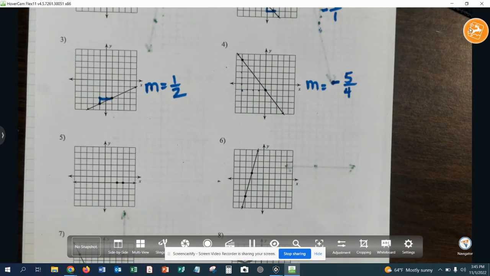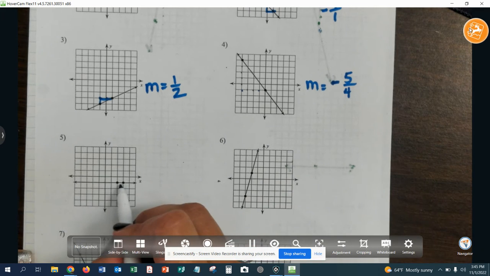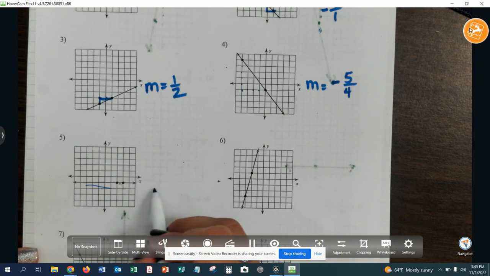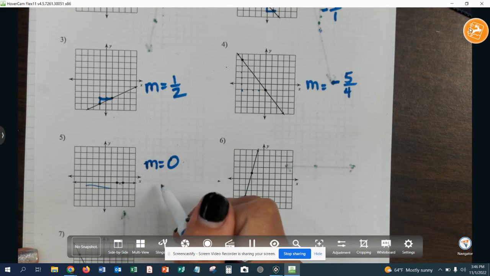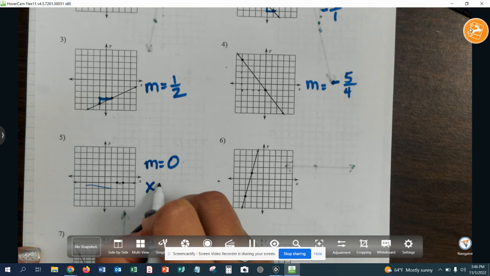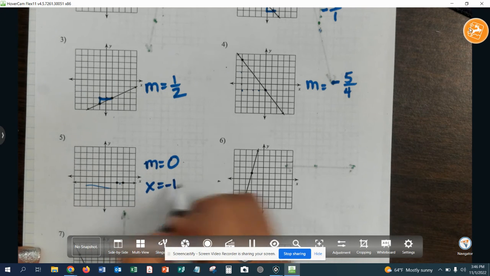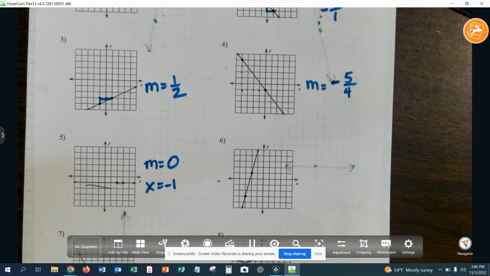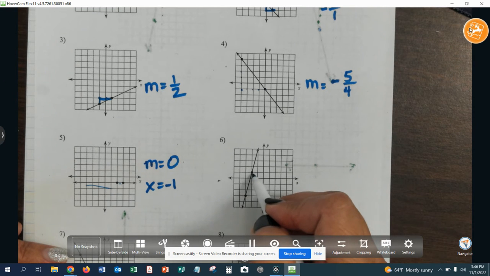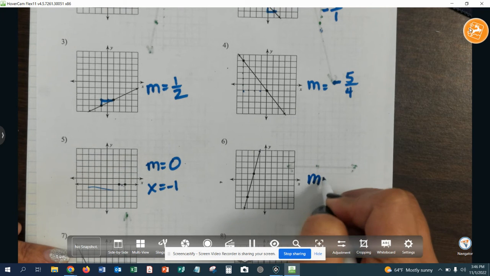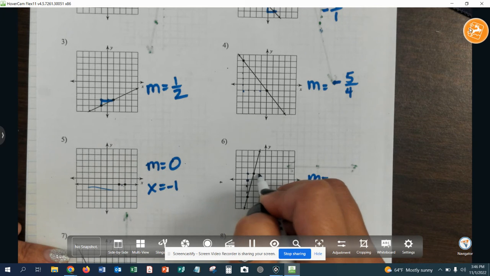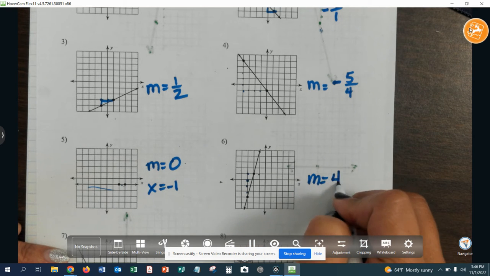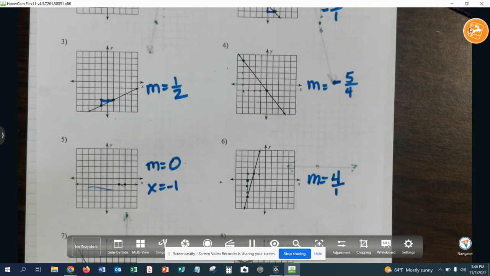All right. If you look at this one, this has no slope, because it's not going down and over. It's just x equals -1. That's what that is. Okay. If you look at this one, it's a positive one, but your m is going to equal, you're going up 1, 2, 3, 4, and over 1. So it's m equals 4. You can put over 1. I'll let you do the last two.